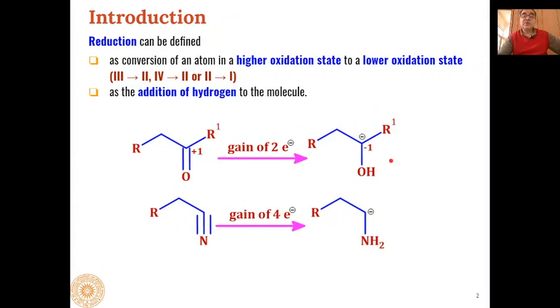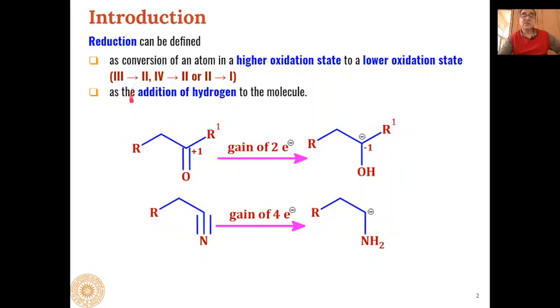So, as I have told you earlier, reduction can be defined as conversion of an atom from a higher oxidation state to a lower oxidation state. For example, if the reactant has oxidation state 3, then it will have 2 in the product. So basically, a higher oxidation state changes to a lower oxidation state.